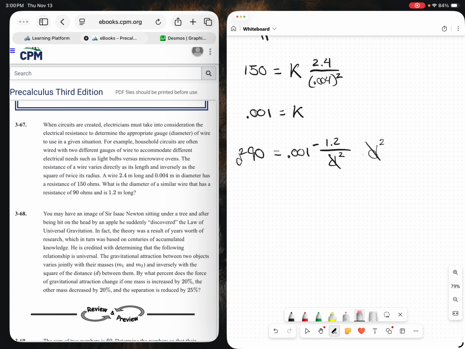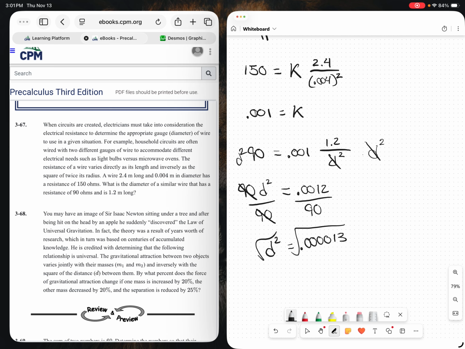Okay, so this is 0.0012. This is 90D squared. So I'm going to divide by 90, and then I'm going to take the square root. So this is 0.000013. Then I'm going to square root this, right? And I should get a diameter of 0.003. Okay.